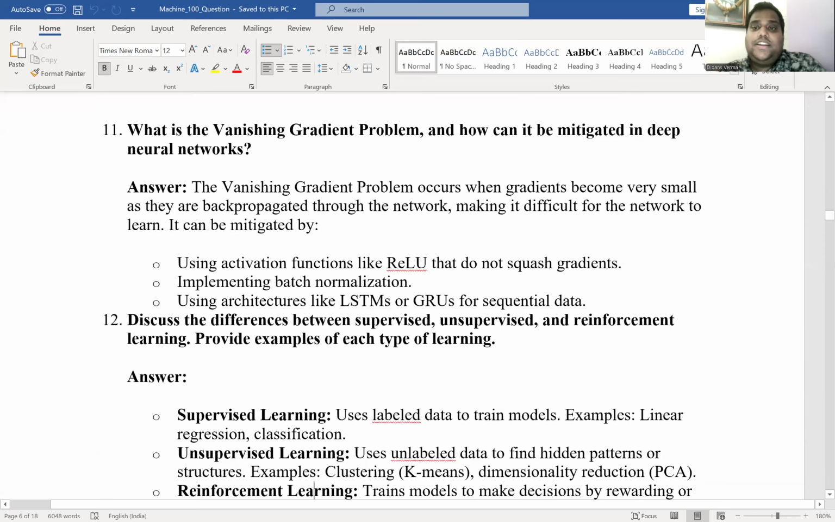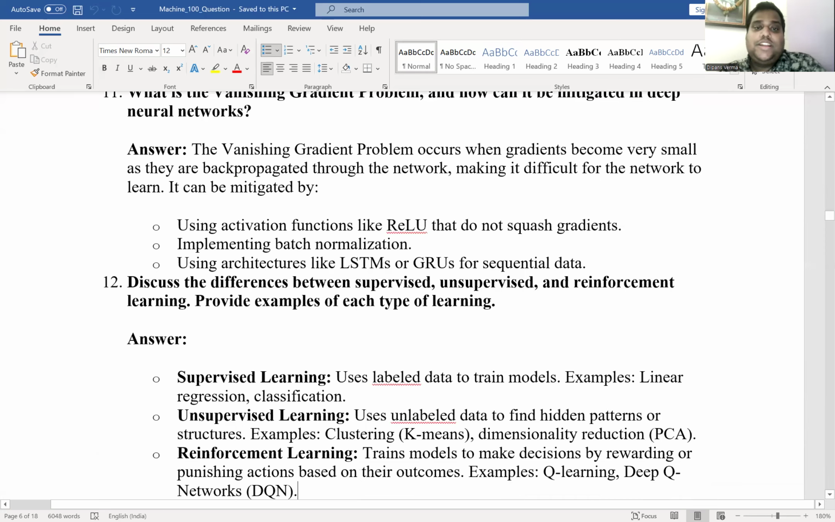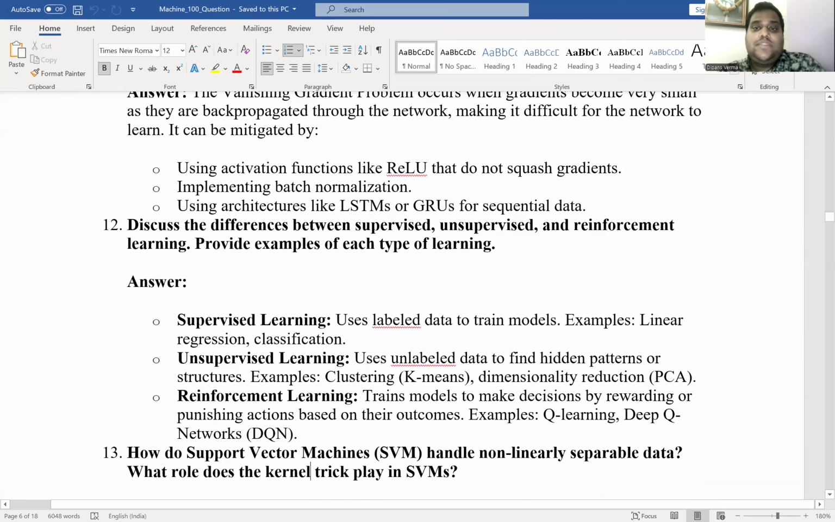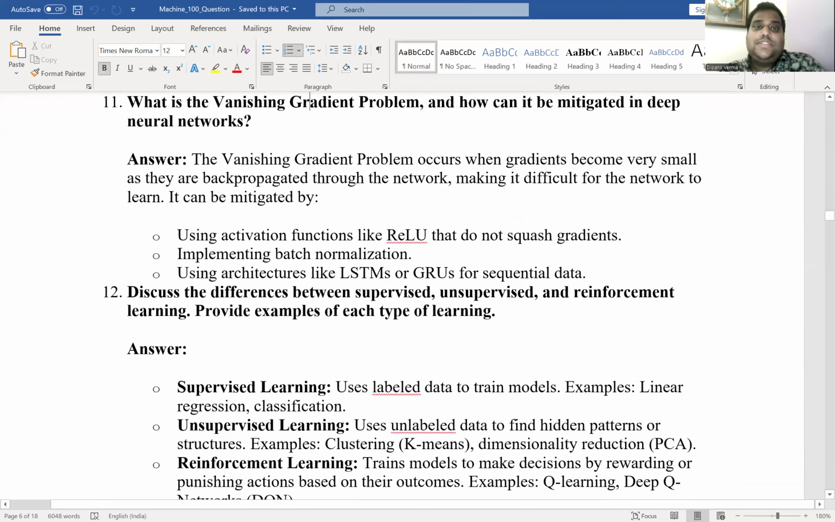To the network, making it difficult for the network to learn. It may be using a technology like ReLU and implementing batch normalization, using something like LSTM and GRU for sequential data. The LSTM is basically using SGD. So again, that is ReLU you can use for handling this problem. LSTMs work sequentially, and they are far better for handling this kind of problem.